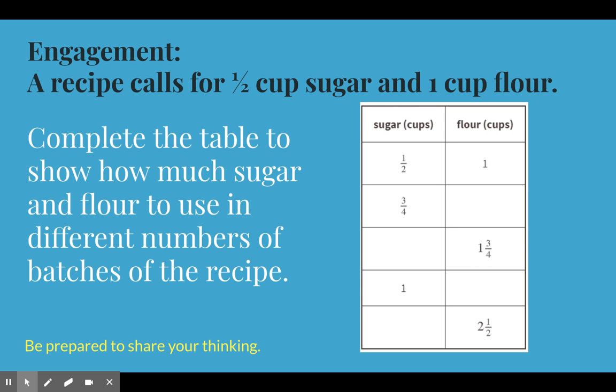It says a recipe calls for a half a cup of sugar and 1 cup of flour. We want to complete the table to show how much sugar and flour to use in different numbers of batches for the recipe. So we've kind of done this before. We want to be able to show what the missing values in the table are. So let's take about 1 minute. We'll pause the video here so that you guys can complete the engagement activity, and then we'll ask several of you all to share out what your thinking was. So we'll pause here and give you time to complete this table.